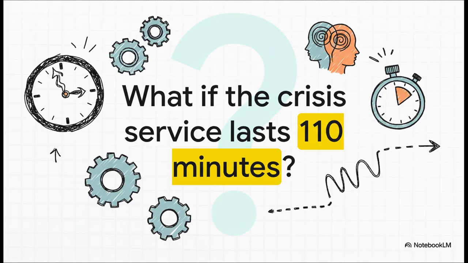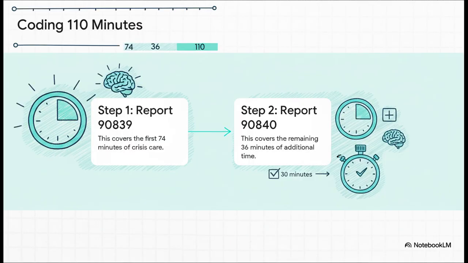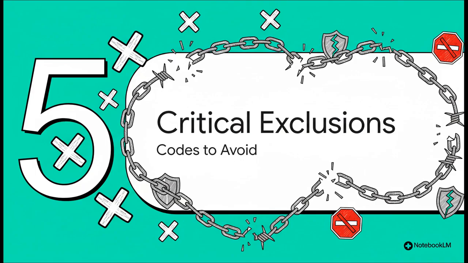All right, now for a more complex one. Let's say a really severe crisis requires a lot of intervention, and the total time adds up to 110 minutes. How in the world do we capture all of that time? So let's break this down. It's actually pretty simple. First, you report 90839. That takes care of the first 74 minutes. Then you just do the math. 110 total minutes minus the 74 you already coded leaves you with 36 minutes. And since 36 minutes is more than the 30-minute requirement for the add-on code, you report 1 unit of 90840. See? Simple as that.